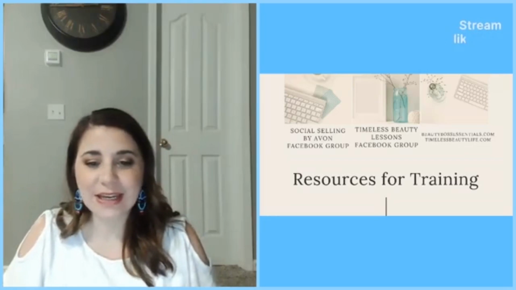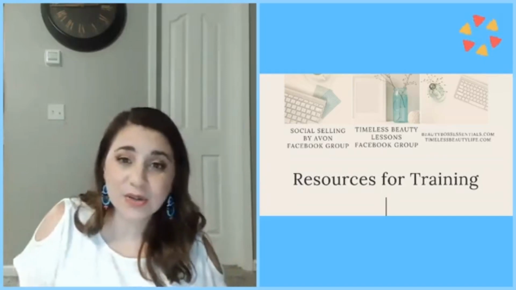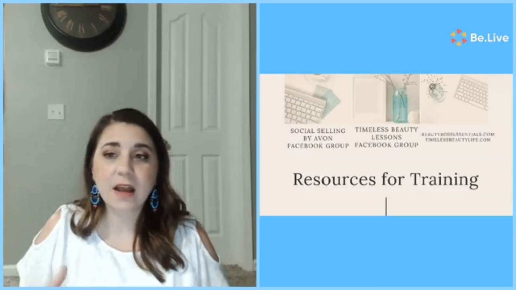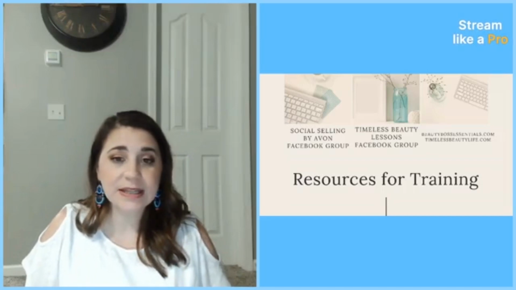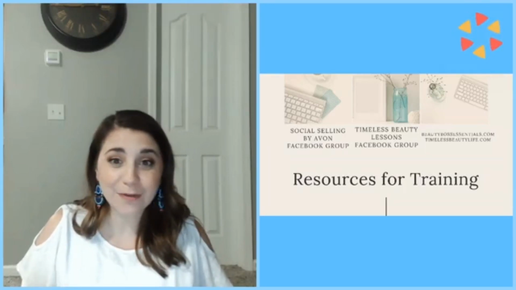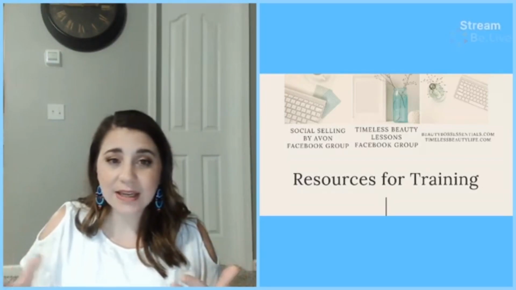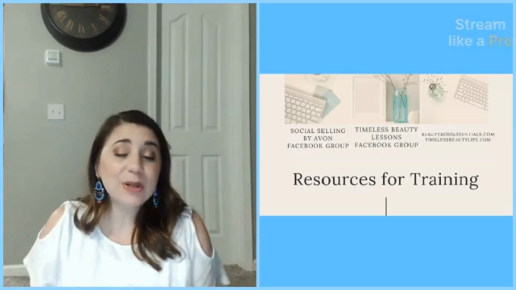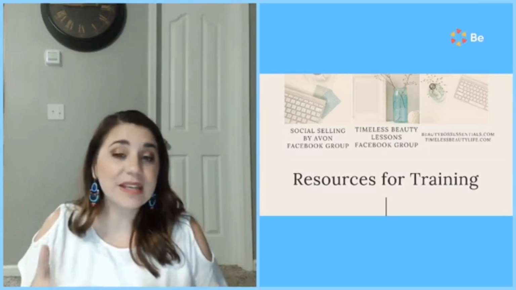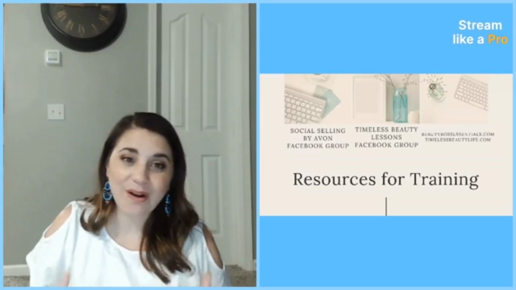Resources for training. So you've heard me talk about Avon Social and Social Selling by Avon. Social Selling by Avon is the Facebook group that is run by Multibrain. Multibrain is the company that Avon contracted to build our social selling website, our Avon Social website. Again, Avon Social is the link inside Avon now that has all of the beautiful images that we can easily share with the click of a button to our pages. So this group, Social Selling by Avon, is a place for you to learn how to use all of the things.